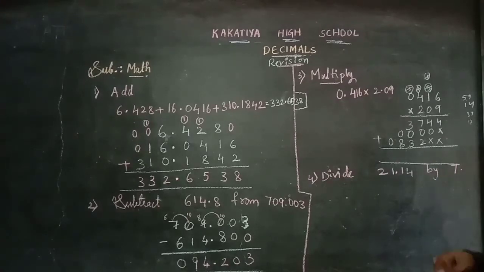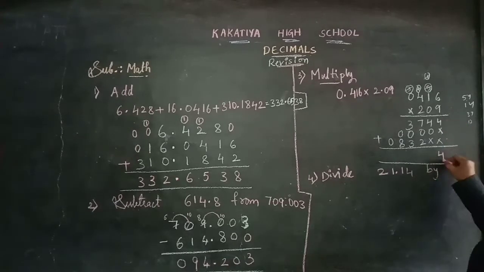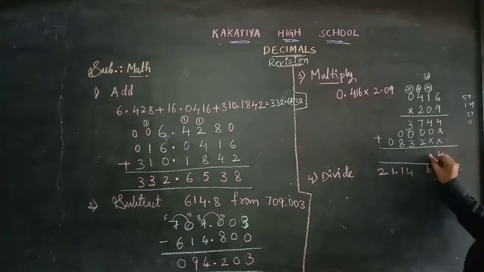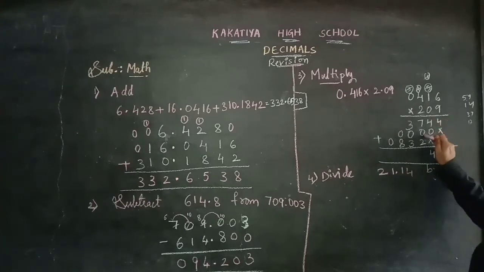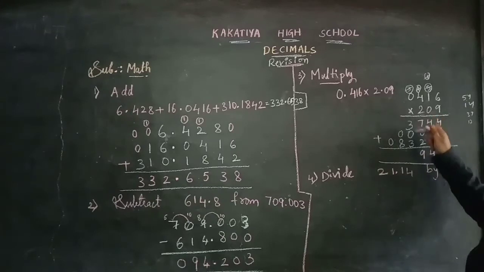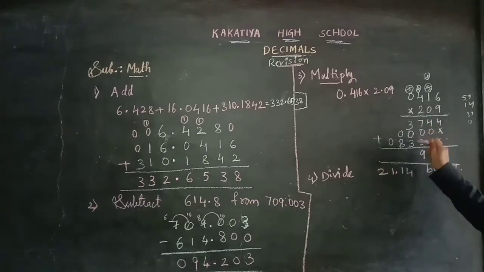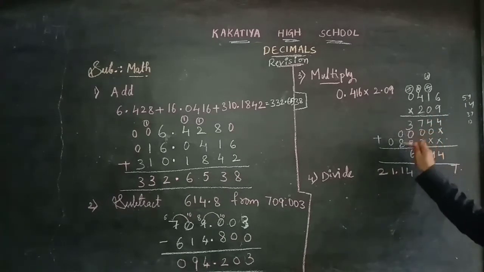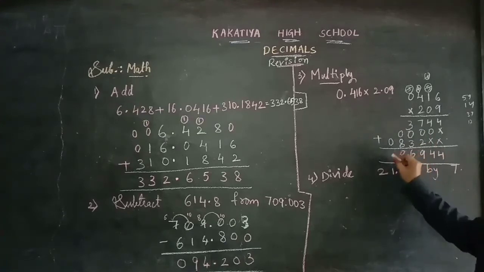Come on, here 4 and here 4. 7 plus 0, 7 plus 2, 9. And here 3 plus 0, 3. 3 plus 3, 6. Now 0 plus 8, 8 and here 0.